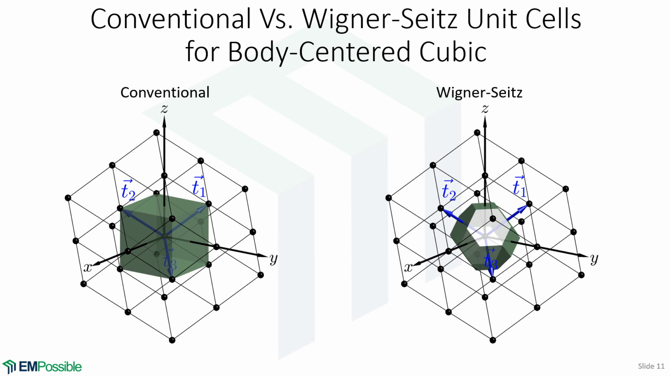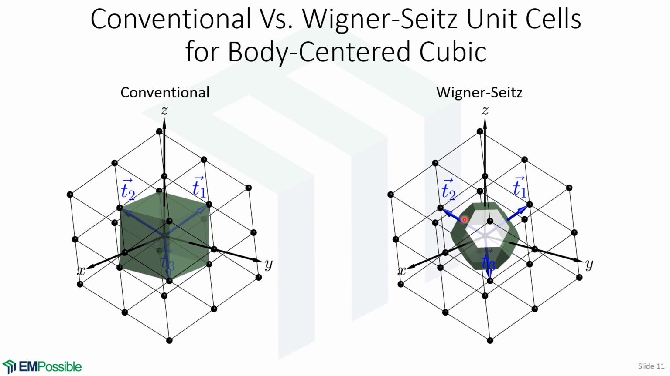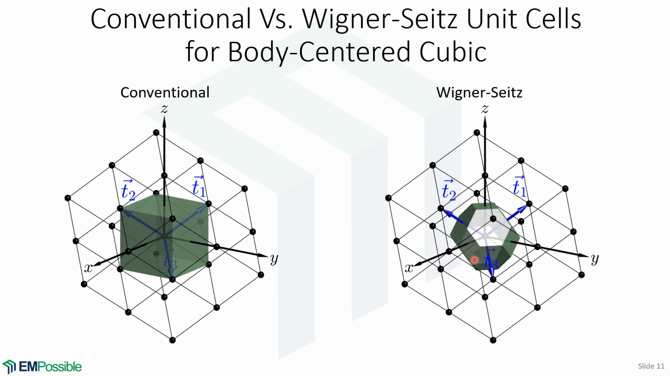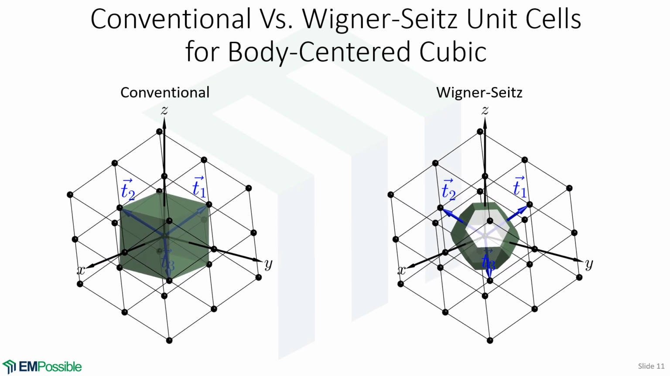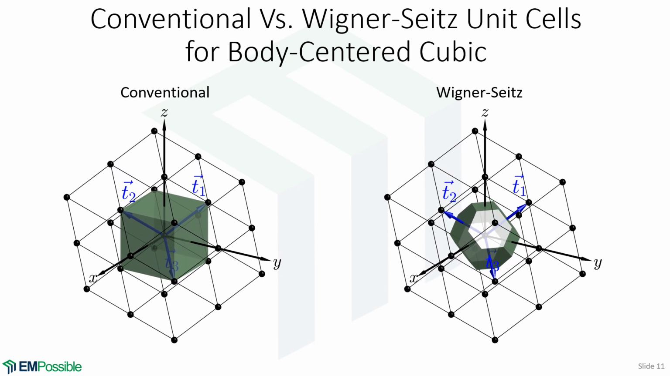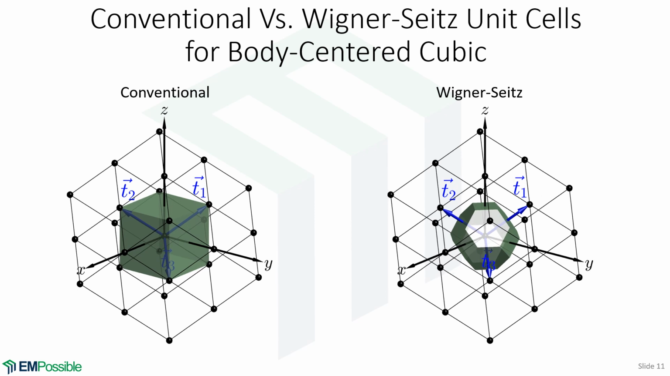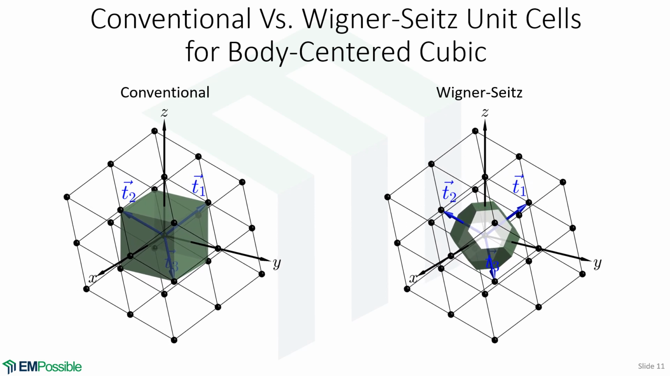If we construct the Wigner-Seitz unit cell, we can visually see that this is considerably smaller, albeit a more complicated shape. But it's considerably smaller. So numerically, we prefer a smaller unit cell because that provides us a way to do fewer calculations to calculate the field at every point in a unit cell.